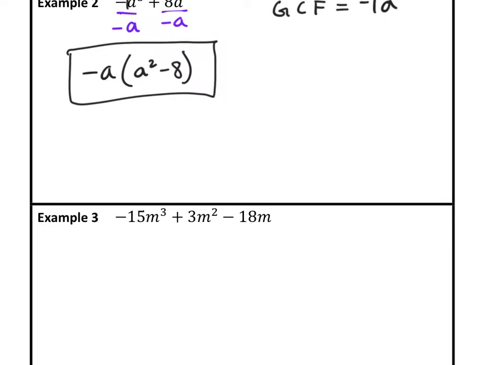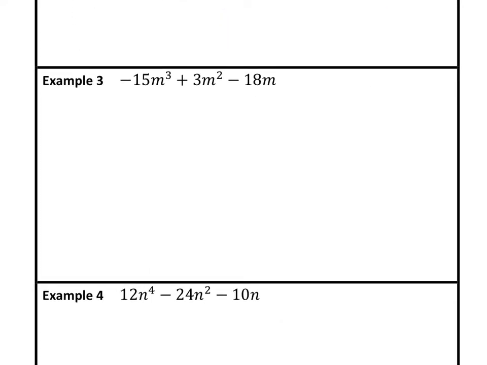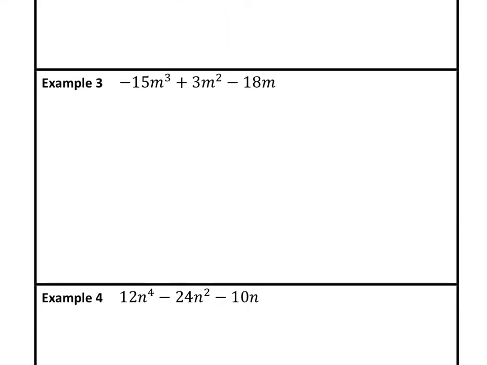Okay, one more example. Oh, sorry, no, actually there's two more. Let's look at this third example. And again, let's identify on the side here what our GCF is going to be. Looking at the numbers, can they all be divided by something? 15, 3, and 18. And keep in mind that the first number is negative.